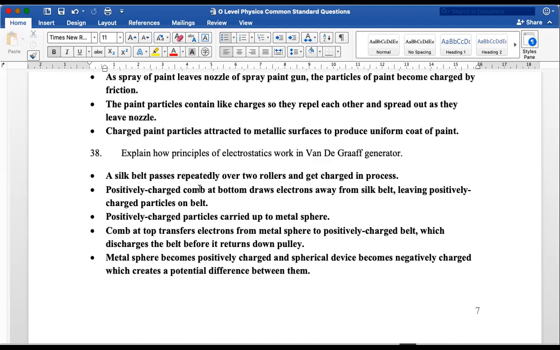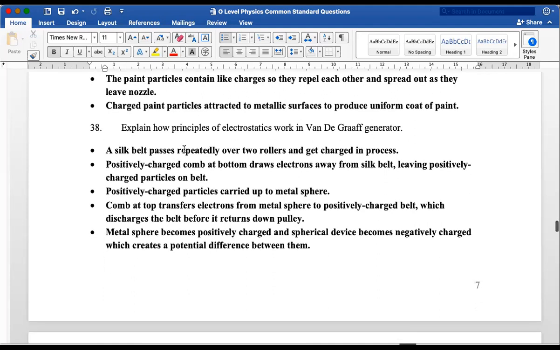Explain how principles of electrostatics work in a Van de Graaff generator. A sealed belt passes repeatedly over two rollers and gets charged in the process. The positively charged comb at the bottom draws electrons away from the belt, leaving positively charged particles on the belt. Positively charged particles are carried up to the metal sphere. The comb at the top transfers electrons from the metal sphere to the positively charged belt, which discharges the belt before it returns down to the pulley. The metal sphere becomes positively charged and the surroundings become negatively charged, which creates a potential difference between them.